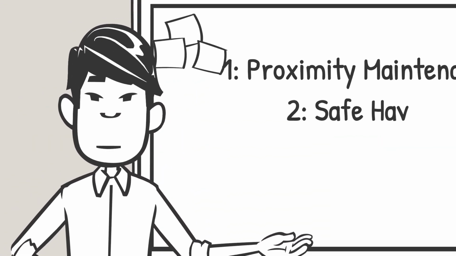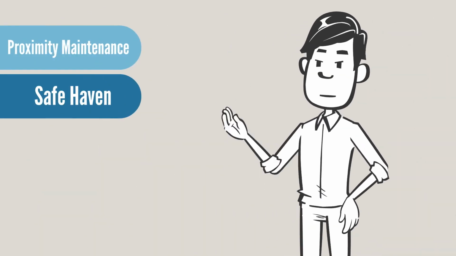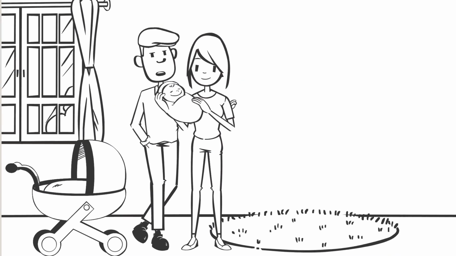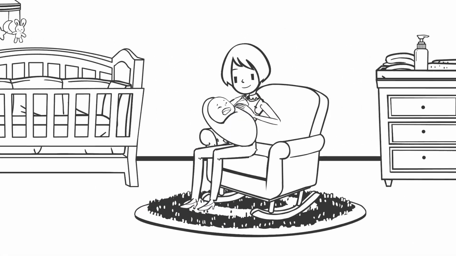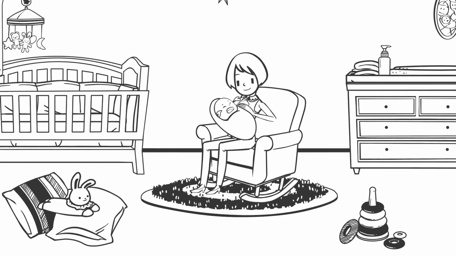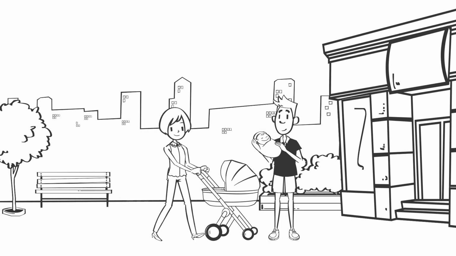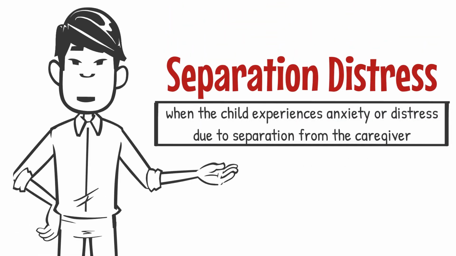Bowlby identified four key characteristics of attachment: proximity maintenance, safe haven, secure base, and separation distress. Proximity maintenance refers to the child's desire to be close to their caregiver. Safe haven is the idea that the caregiver provides a sense of safety and security during times of distress. The secure base concept suggests that the caregiver acts as a foundation from which the child can explore the world with confidence. Finally, separation distress occurs when the child experiences anxiety or distress due to separation from the caregiver.